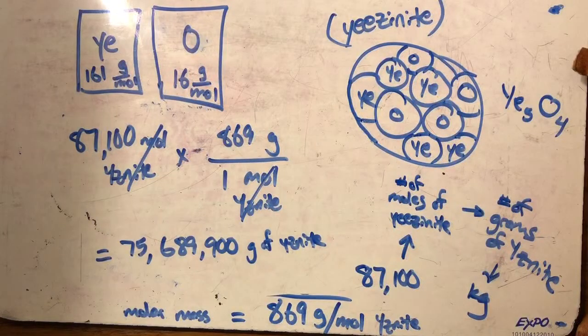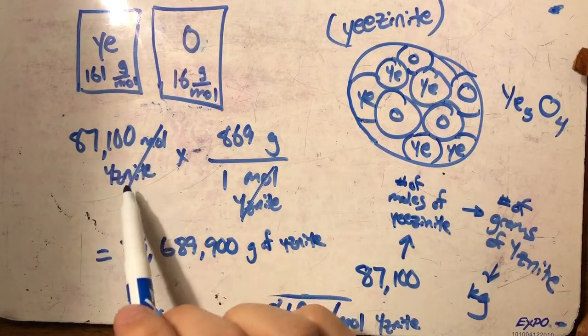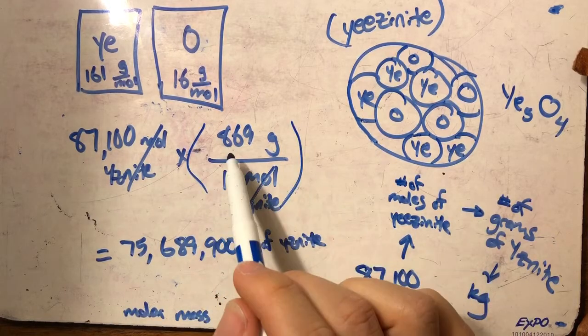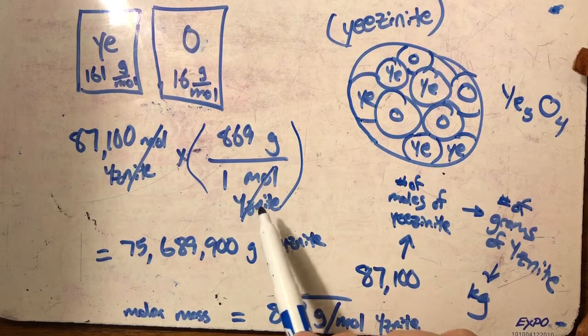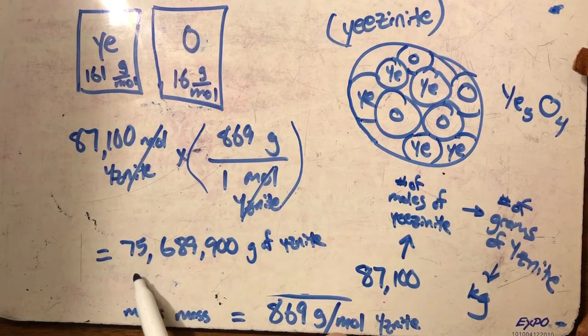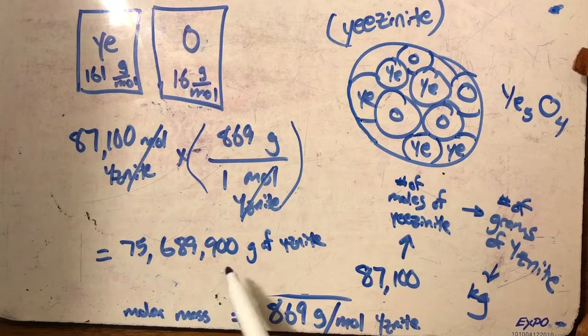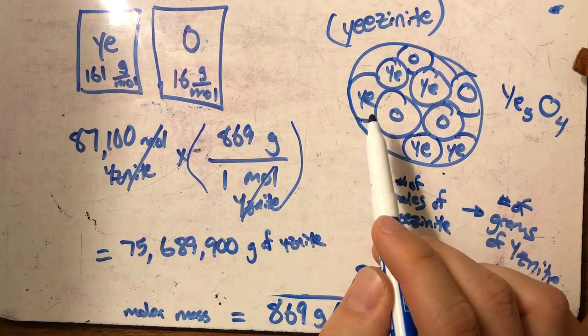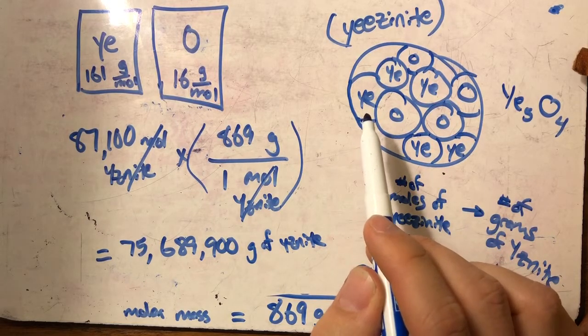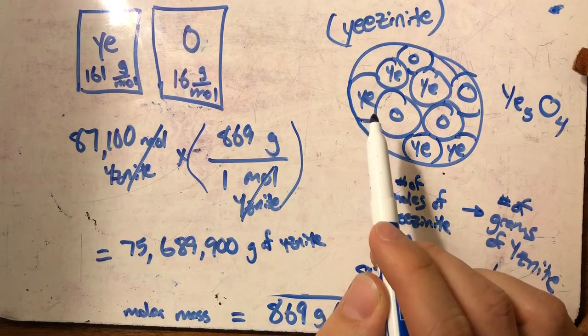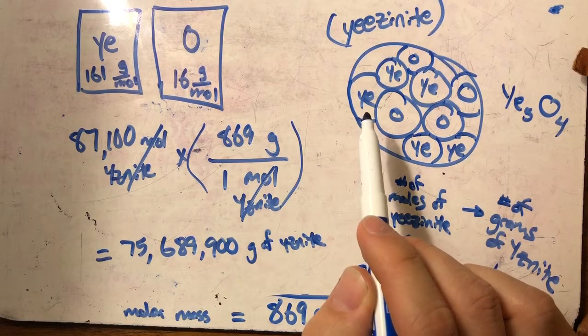I'll be right back. All right, so now we've done our math. 87,100 moles of Yeezinite times our conversion factor of 869 grams per mole of Yeezinite is going to give us 75,689,900 grams of Yeezinite. So this is the number of grams that would need to be excavated from underneath Cinderella Castle to be able to produce the needed number of moles of Yeezinite, to produce the needed number of moles of Yeezium, to produce the needed number of Yeezy shoes for Botswana's National Youth Quidditch League.